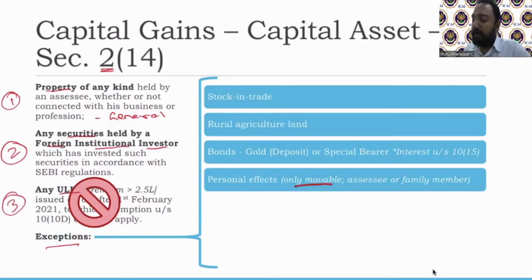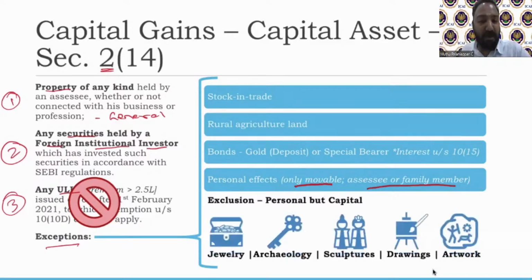Then it is not only by themselves, it could be held by the assessee or a family member. So movable assets held by the assessee or family member will not be considered. So there is an exception. Now, there is an exception to this exception. Which means even if it is personal, it is still a capital asset. For what? These 5 assets. What are these 5 assets?